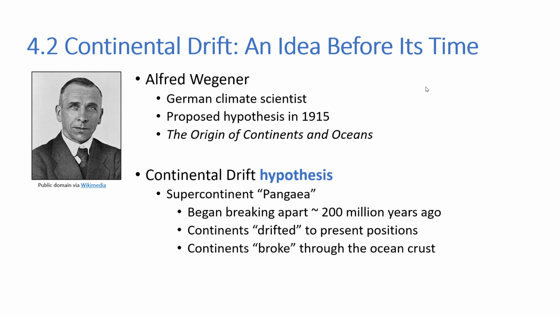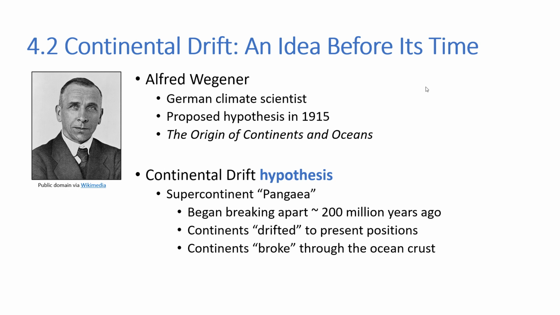His hypothesis was called continental drift, and it was based on his idea that at one time all of Earth's landmass must have been together, joined together in one supercontinent called Pangaea. This supercontinent began breaking apart around 200 million years ago. The continents drifted or moved through the oceans until they got to their present positions that we see today.